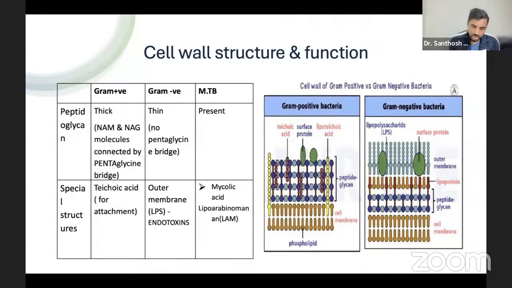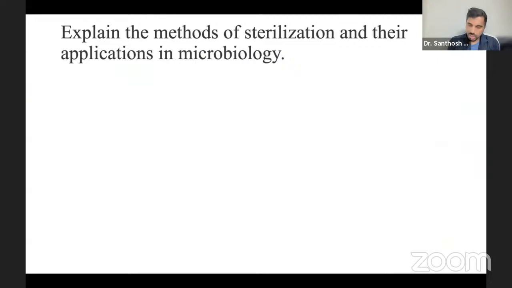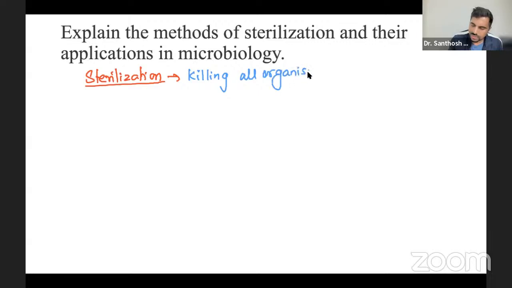Now, the next question is methods of sterilization and their application in microbiology. Okay, it's a good question, definitely an important question. When you talk about sterilization, we usually talk about different types. Physical and chemical methods are the two common methods. First of all, sterilization itself means killing all organisms, bacteria, virus, fungi, all parasites, with spores. That word is important: we are killing spores. Then comes your classification.